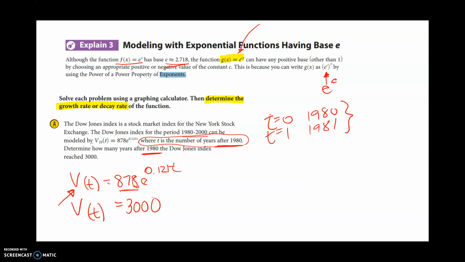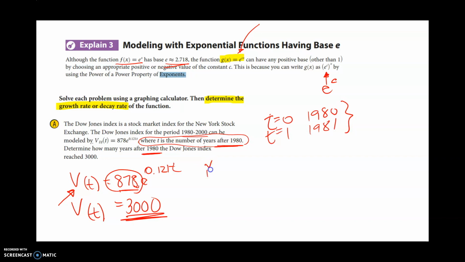If my graph was on Zoom Standard, I wouldn't be able to see this, because look at the number here. It's basically saying, if you plugged in a 0, we would be at 878 at year 0. So I have to change my window. Look at how high this is going to go, 3,000. For my Y min, I don't need to see much, right below this. I'll say 700 is my min. My max, I'm going to say 3,010.